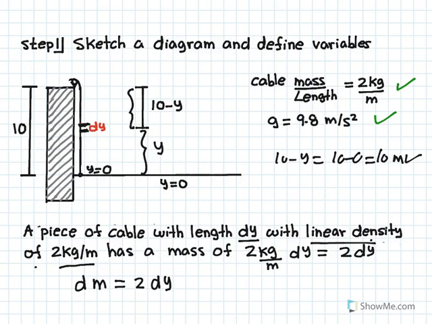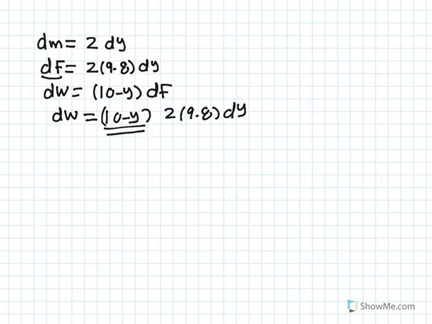What about a piece of cable that's at the top? Well, that's going to be 10 minus y. That's 10 minus 10, substituting y equals 10. It goes to 0 meters, and that also agrees with our intuition. If a piece of cable is at the top, it doesn't have to be raised anywhere. All right, so we have dW is 2 times 9.8 times 10 minus y. This is the rho, the density, this part is gravity, and 10 minus y is the distance that each segment of the cable has to travel to reach the top. So the key concept is work is equal to force times distance.